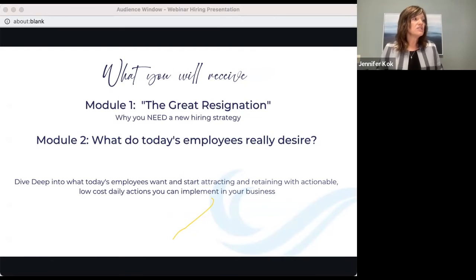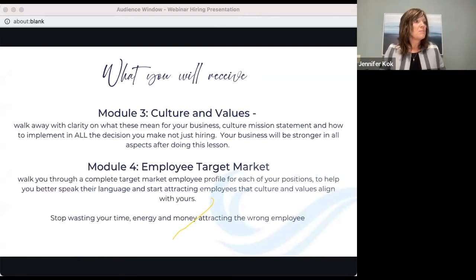And we're going to dive into low-cost daily actions that you can implement in your business to not only attract new employees, but to retain the ones you have. Because I will tell you that the number one recruiting tool you have in your toolbox is your current employees. So if we can start even making some small steps to acknowledge the things that they desire, that's going to make a big impact on them recruiting for you. Module 3 and 4 is going to be diving deeper into culture and values.